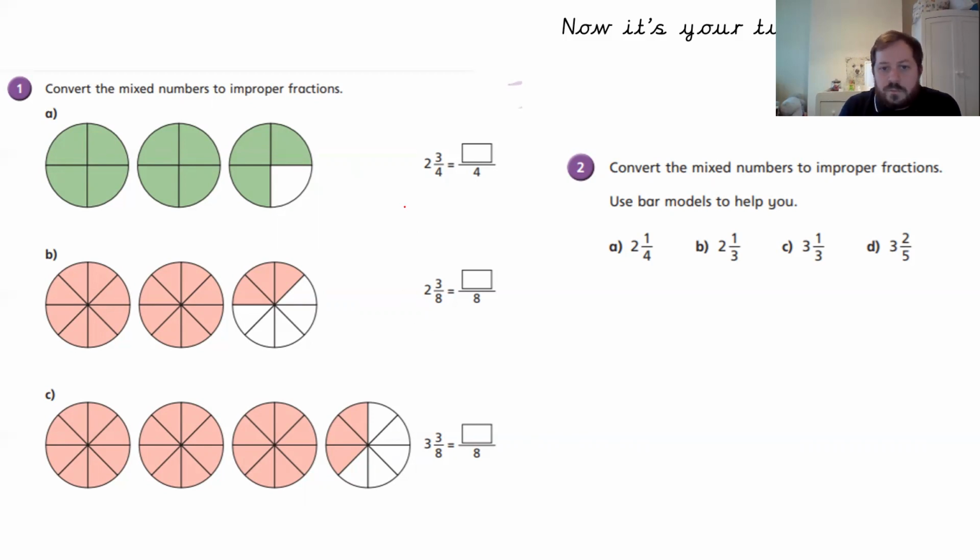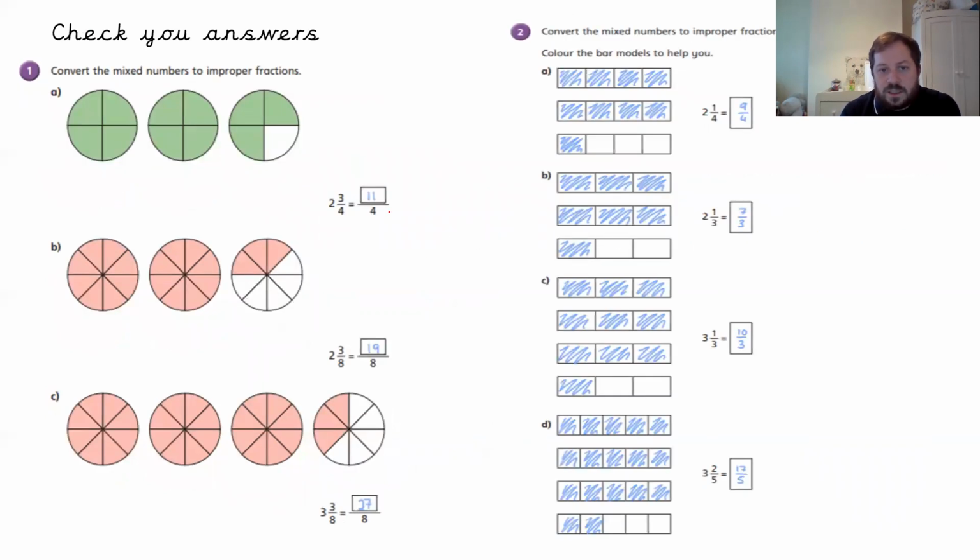Okay, so we're having a look at the first one. We've got quarters here, so all of them are split into quarters. We've got 2 full ones and 3 here. And then we can just count them together to get our answer, which is 11. And exactly the same for these ones. It's just remembering that we've got them split up. They're split up because of the numerator. We can just count them.